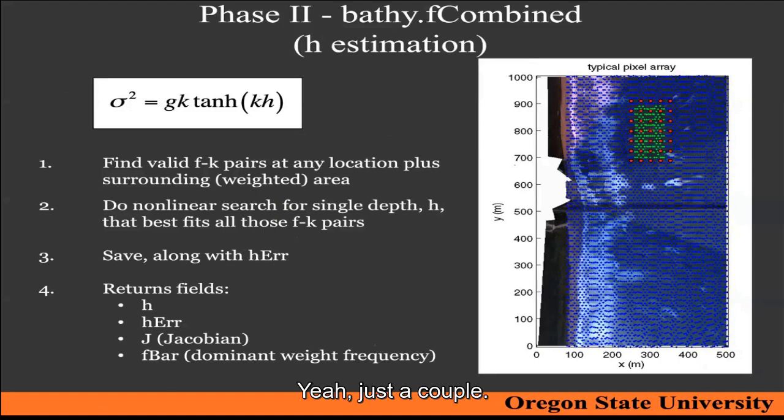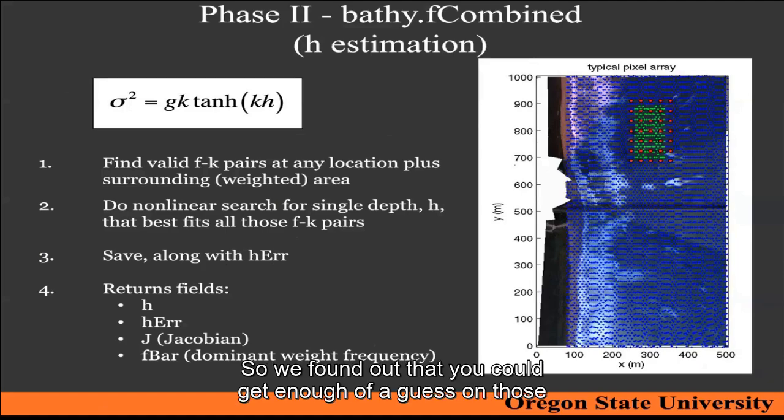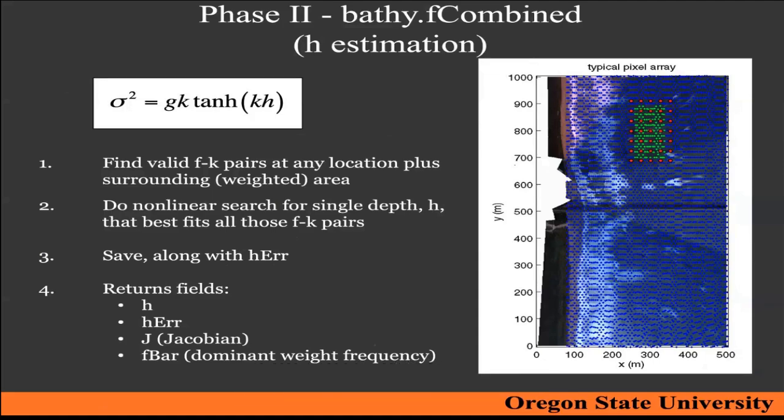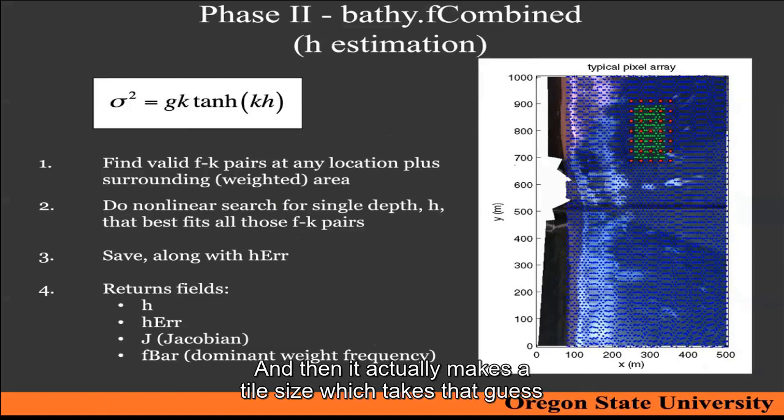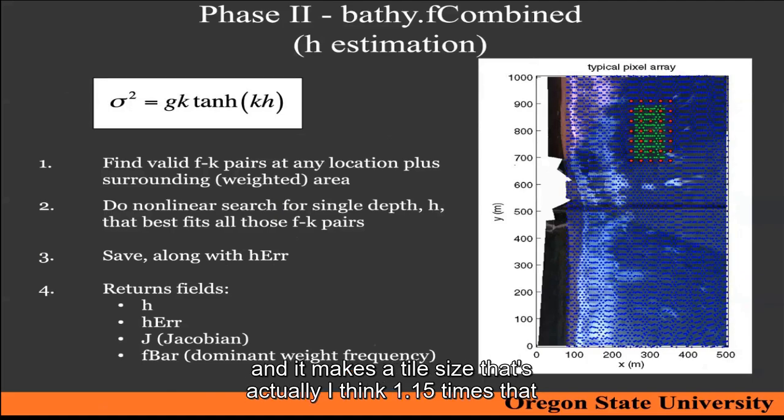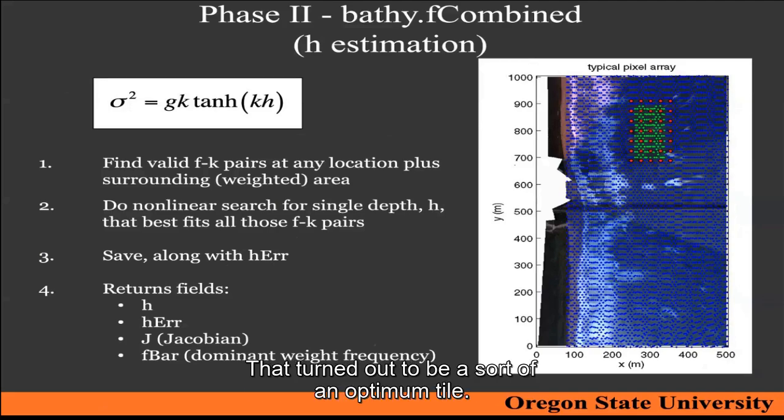Just a couple. How did you choose the tile size? Yeah, we've got a 200. Actually, it used to be that you chose the tile size, now you don't. So we found out that you could get enough of a guess from those phase maps to guess at what the light wavelength is. And then it actually makes a tile size, which takes that guess, and it makes a tile size that's actually, I think, 1.15 times that scale. That turned out to be sort of an optimum tile size.